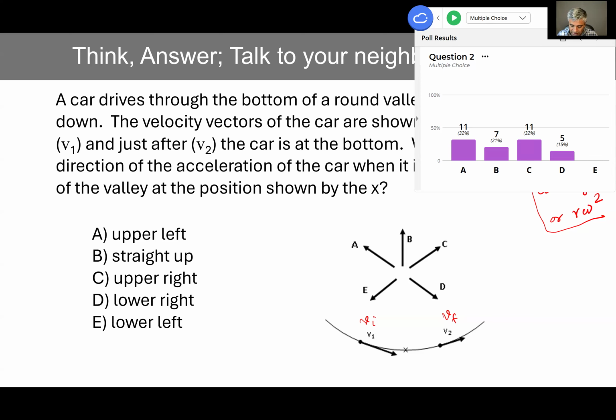A and C are kind of competing here. But we also got B, which is towards the center. So B would be the correct answer if BI and BF had the same length, okay? If they had the same length, then B would be the correct answer. But since it is changing, it's going to be off from the direct center.